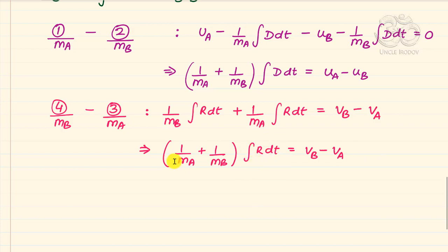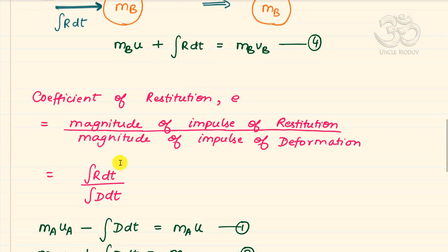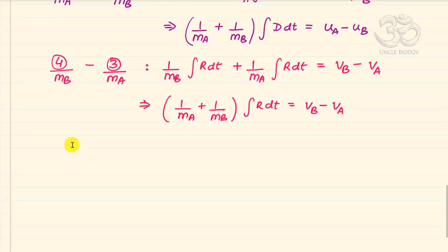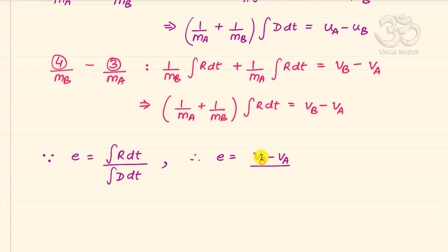So when you try to find the ratio, you will get E, because E was defined as integral of r dt by integral of d dt. Therefore E is equal to, so I keep this guy in the numerator, this guy in the denominator, and this entire term 1 by ma plus 1 by mb will go off, so I don't want that. So on the right hand side this guy should be in the numerator and this guy ua minus ub should be in the denominator. So you will have vb minus va divided by ua minus ub.